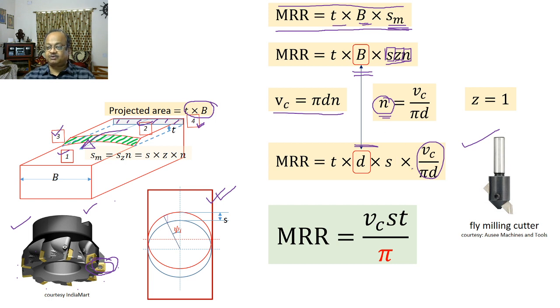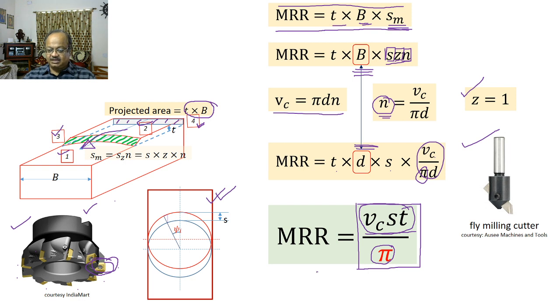Upon simplification, what are we getting? Vc into S into T comes into the numerator and a pi appears in the denominator. So material removal rate in face milling is not exactly Vc into S into T, but it can also be calculated provided we express it as Vc into S into T divided by pi. This pi is coming for a special scenario. What are those special scenarios? There is one cutting edge and the width of the job and the diameter of the cutter, they are the same.